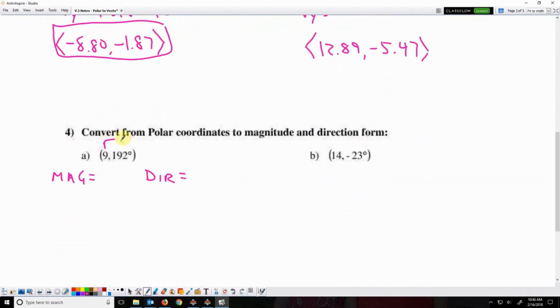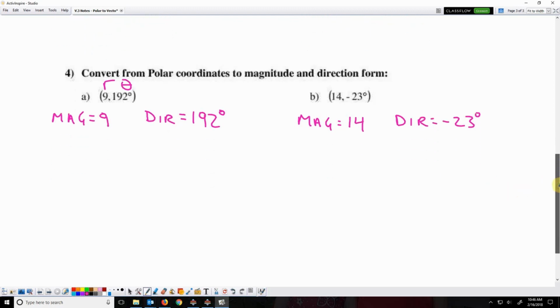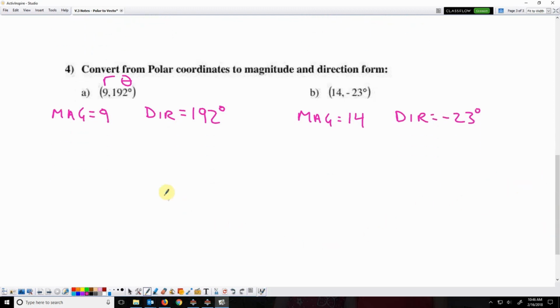So here's r, here's theta. The magnitude is 9, the direction is 192 degrees. The magnitude here is 14, the direction is negative 23 degrees. I'm going to add something here. I'm going to add a C.